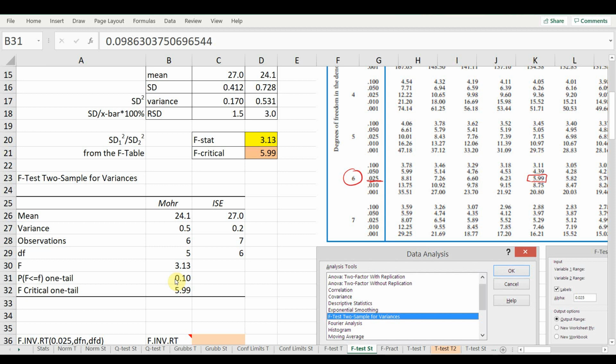So we can't reject the null hypothesis. The only time you reject the null hypothesis is when the probability is less than alpha. That is, if p is less than 0.05. So you retain the null hypothesis when the probability is greater than alpha. You reject the null hypothesis when the probability is less than alpha.